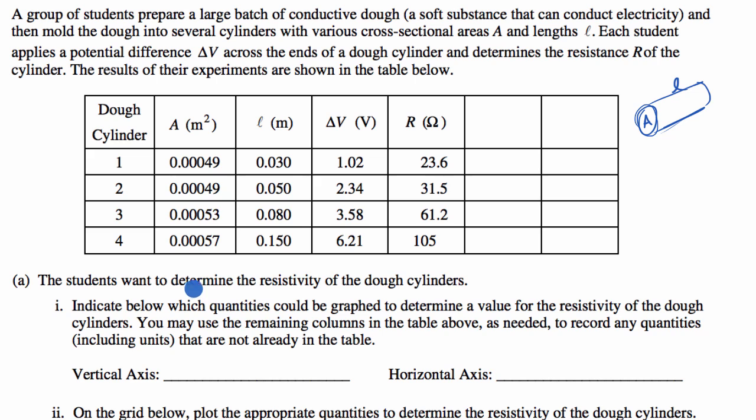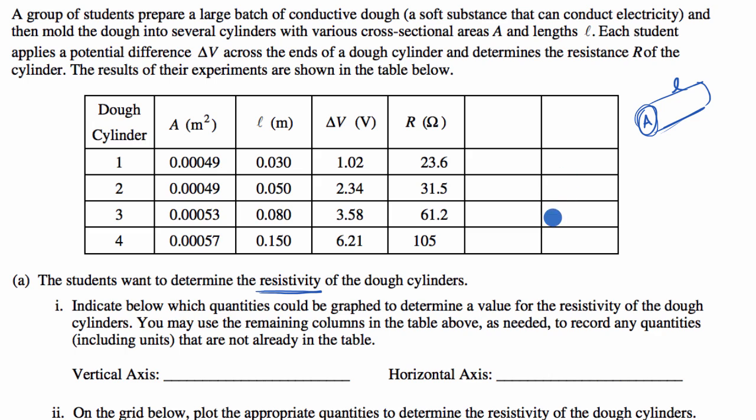The students want to determine the resistivity of the dough cylinders. So just as a reminder, resistivity is different than resistance. A particular shape of a given material, with its length and cross-sectional area, will have a given resistance. But a resistivity is a property of the material.